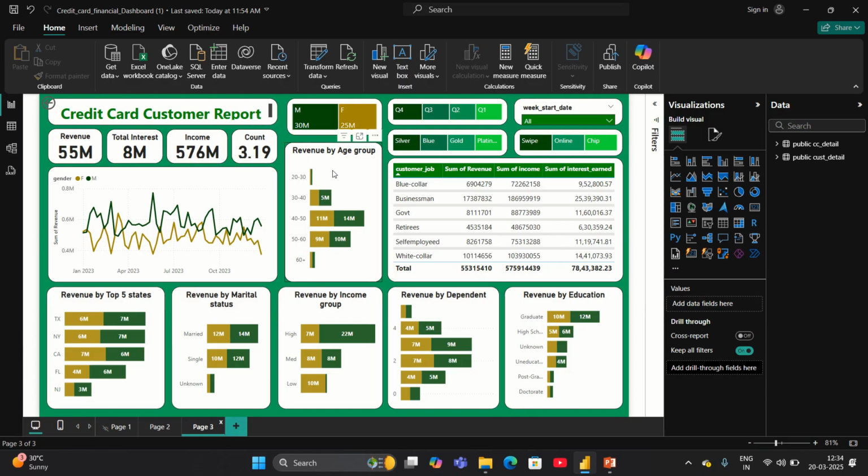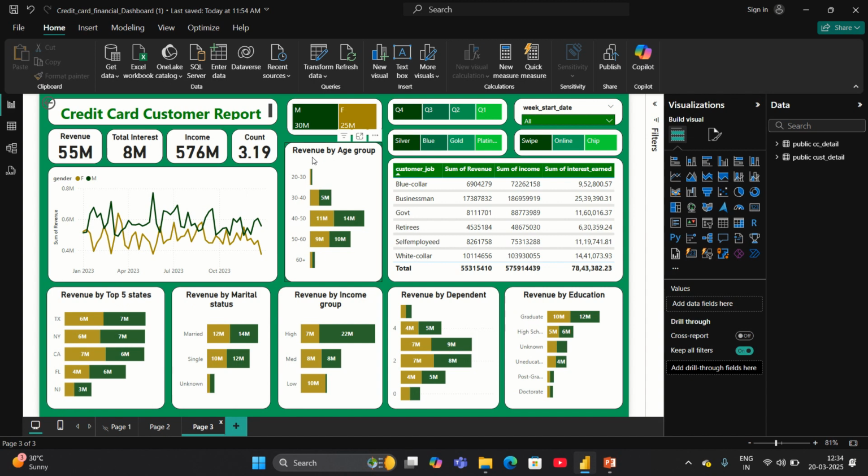Yes, a line chart represents the sum of revenue trends for male and female customers over time. Male customers contribute higher revenue, but both genders show similar transaction patterns. There are periodic spikes and dips suggesting seasonal variations in spending.